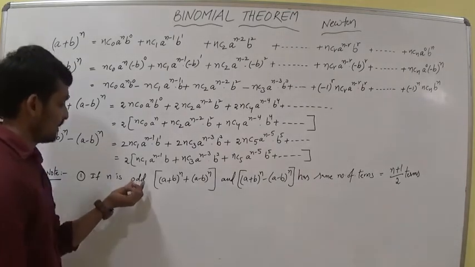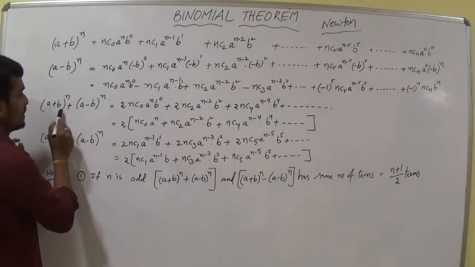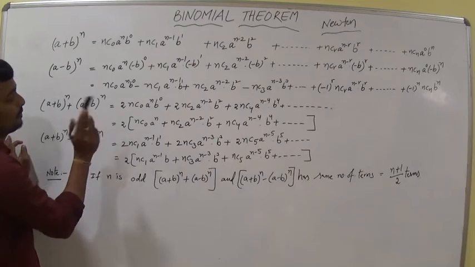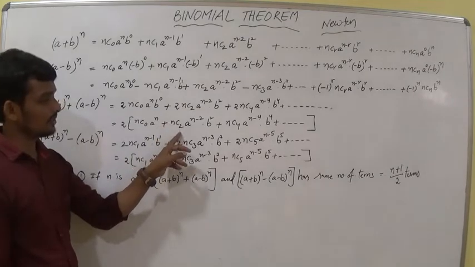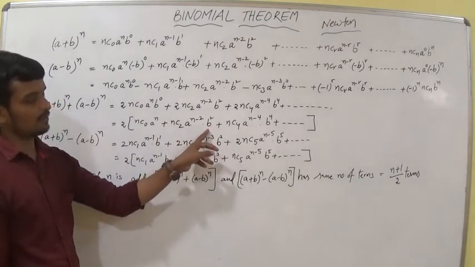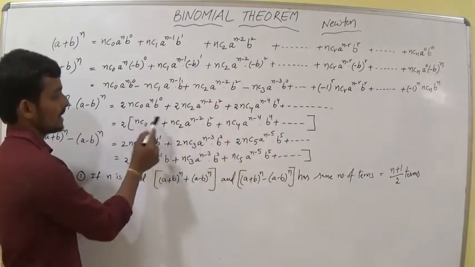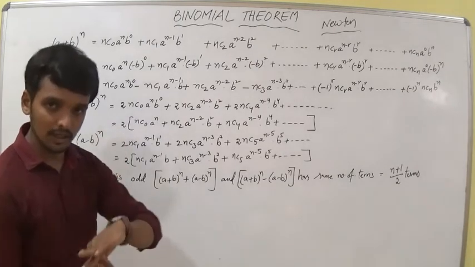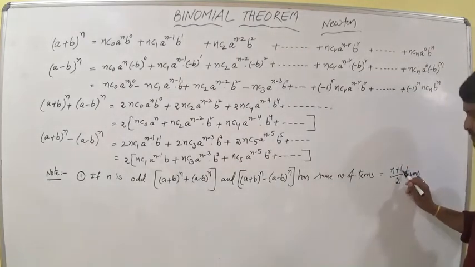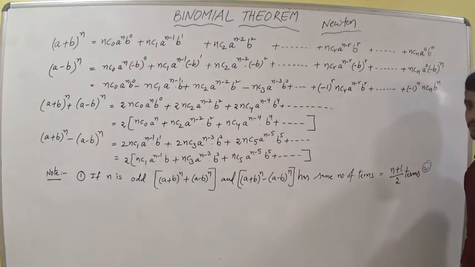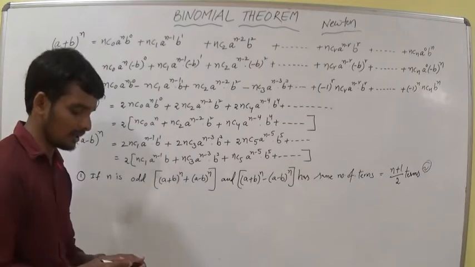For example, I am keeping odd as 3 here. (a plus b) whole cube plus (a minus b) whole cube is equal to 2 into (3c0 a cube plus 3c2 a b square), and we can't write 3c4, because up to here, that means it has 2 times. I am taking n is equal to 3. If you substitute 3 here, 3 plus 1 is 4, 4 by 2 is 2 times. I will explain again.